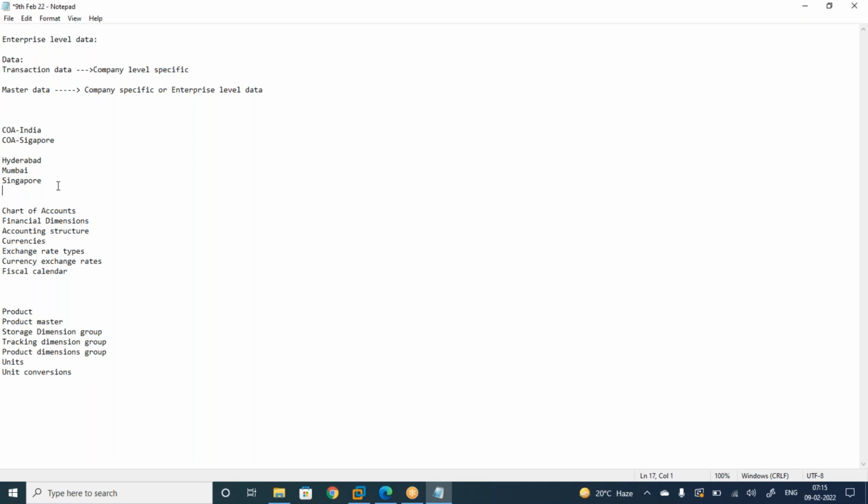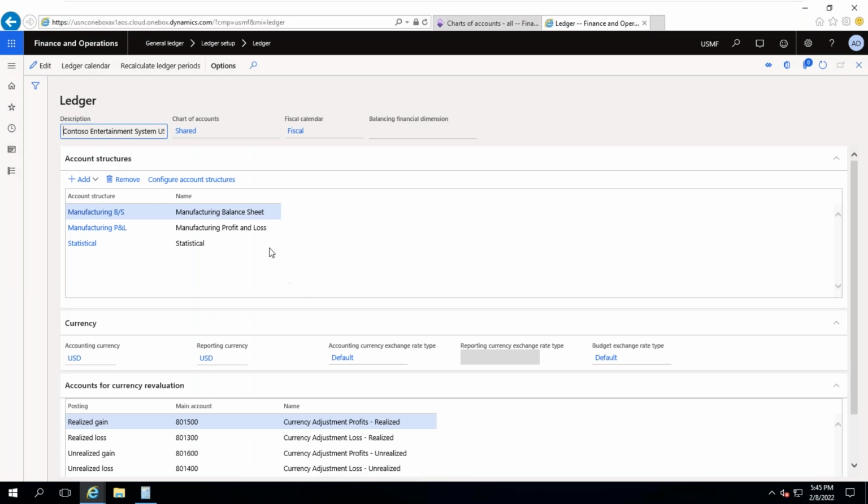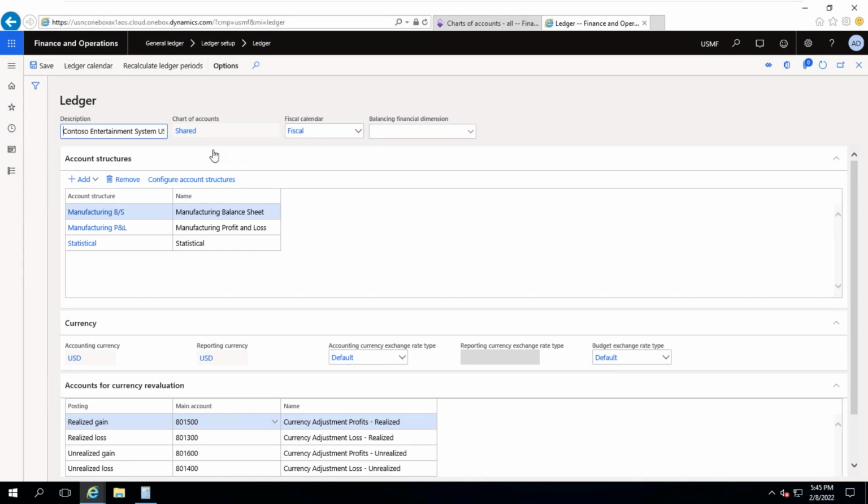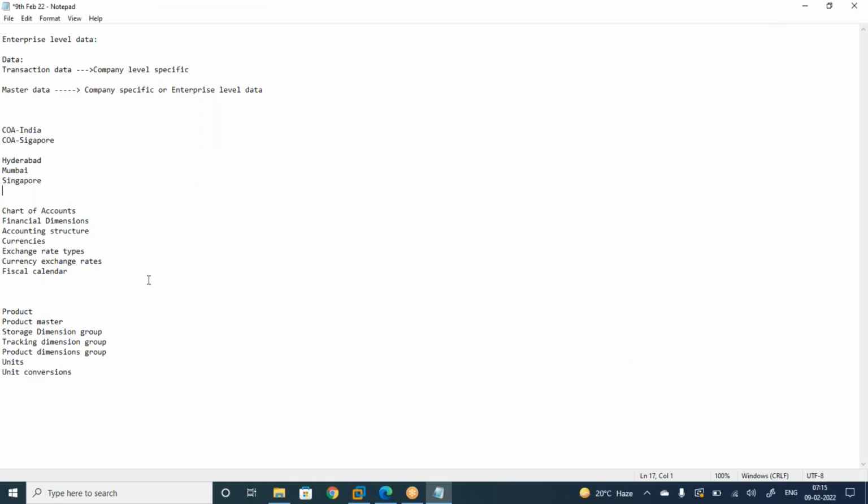I have a few questions. One, how many chart of accounts can be accessed in one single entity? Only one. It's a one-to-one relation. Okay. The second question I have is about the currencies, exchange rate types, and currency exchange rates.